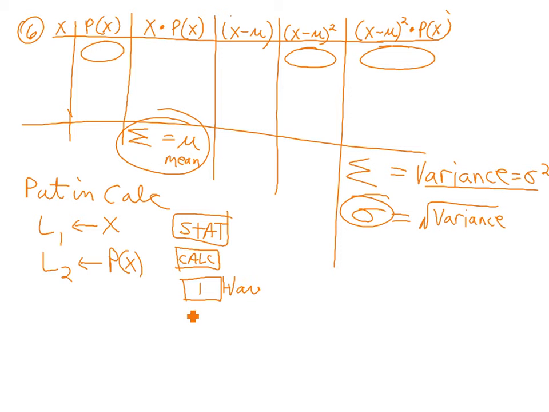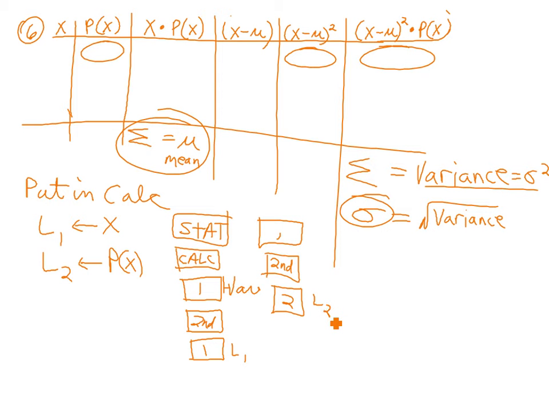And then once you have that pulled up, you've got to hit second, then 1. That's going to put in list 1, comma, second, list 2, or I'm sorry, 2, which is list 2.